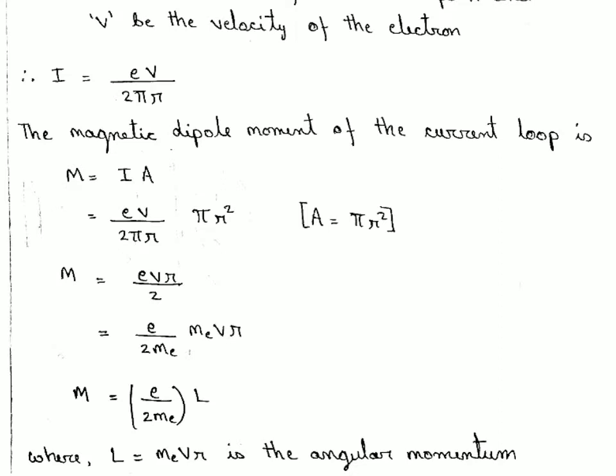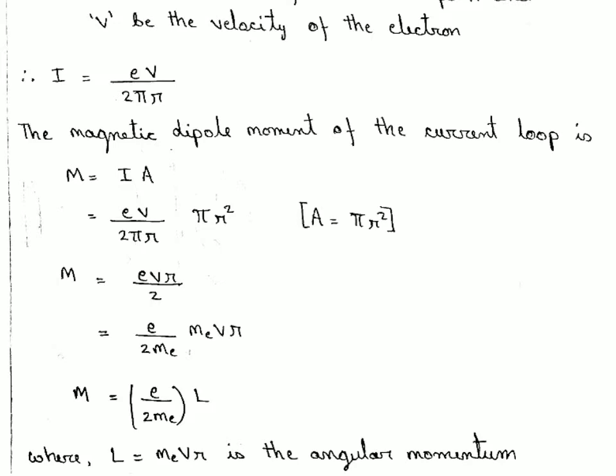And we have learned that the magnetic dipole moment of a current loop is equal to IA. Hence, here also the magnetic dipole moment of this current loop is equal to IA, and the current we have found to be equal to ev by 2 pi r. Hence, M is equal to ev by 2 pi r into A, where A is the area of the circle, which is pi r squared. So M is equal to ev by 2 pi r into pi r squared, and after simplification we get M equal to evr divided by 2.